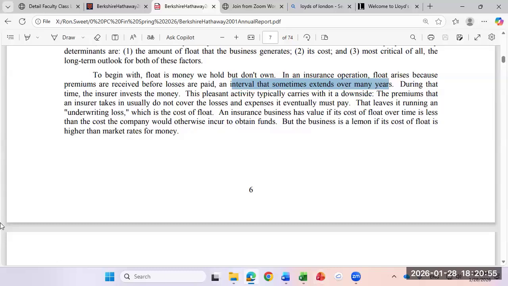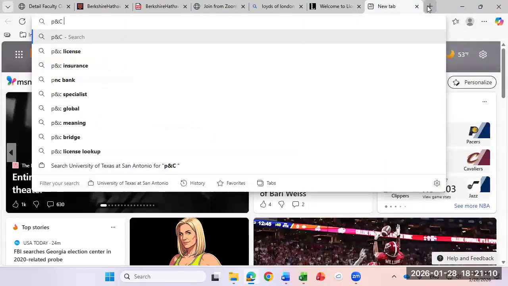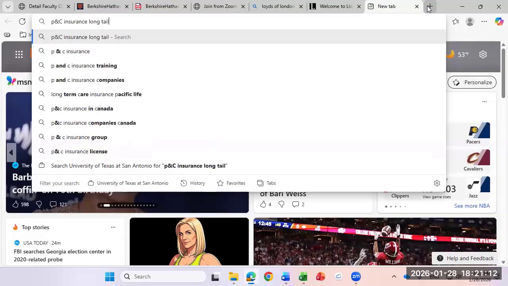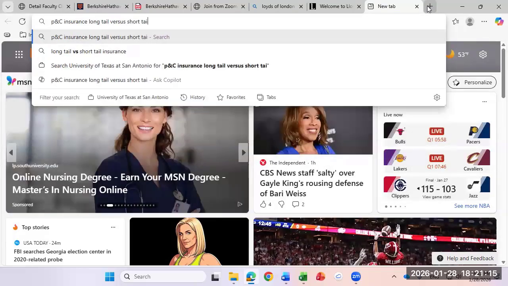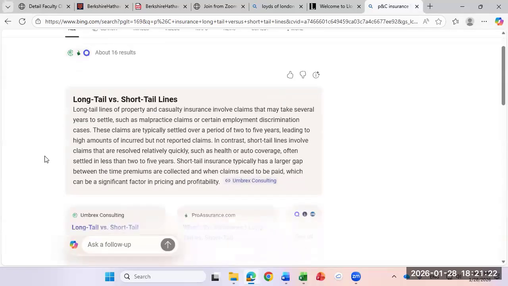But float is not the same for all products. I'd be impressed if you had in the paper talk about, it can differ between short tail lines and long tail lines and give some examples. That could be your 10% extra credit. You could say P&C insurance, long tail versus short tail lines, and see what comes up. Put it in ChatGPT, see if ChatGPT knows anything. You can't always trust them, but sometimes you can.